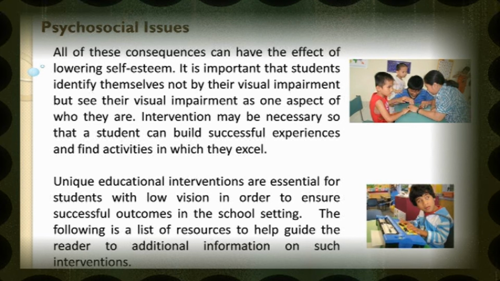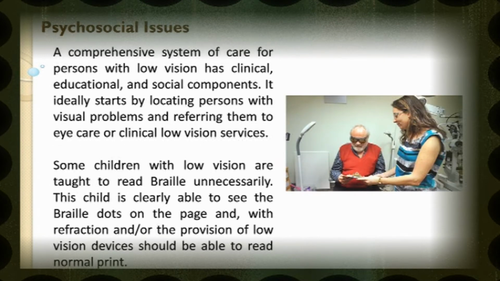Unique educational interventions are essential for students with low vision in order to ensure successful outcomes in the school setting. The resources to help guide the reader to additional information on such interventions are listed. A comprehensive system of care for persons with low vision has clinical, educational and social components. It ideally starts by locating persons with visual problems and referring them to eye care or clinical vision services.